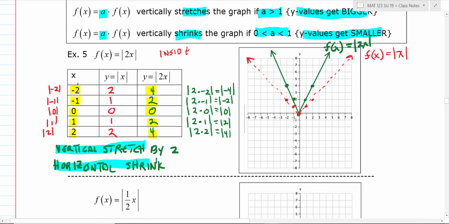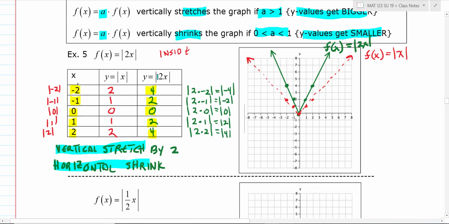All right. And see, those things are always opposite. If it vertically stretches, then it also horizontally shrinks. If it vertically shrinks, then it horizontally stretches. They're opposite of each other. That's the way that's going to work out. And it's going to turn out, it all depends on whether it's inside or out. Okay. So that's kind of what happens on this then.